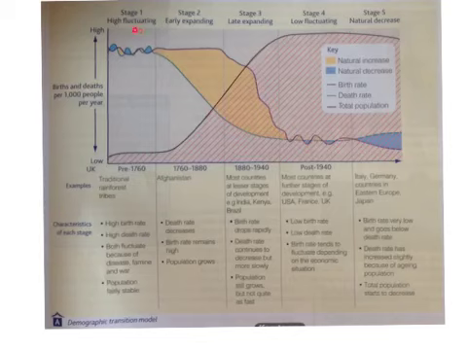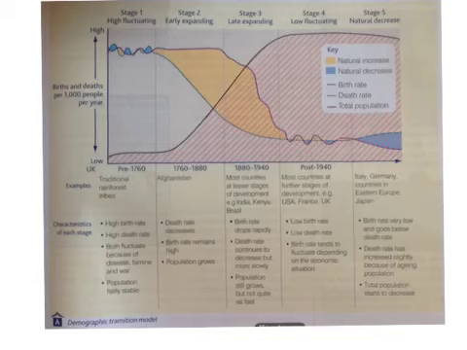So, as you can see here, stage 1 is known as high fluctuating. The high fluctuating stage occurs in societies where there is little medicine, low life expectancy, and no means of birth control. So the fact that low life expectancy means the death rate's high, the fact there's no birth control means that the birth rate's high.